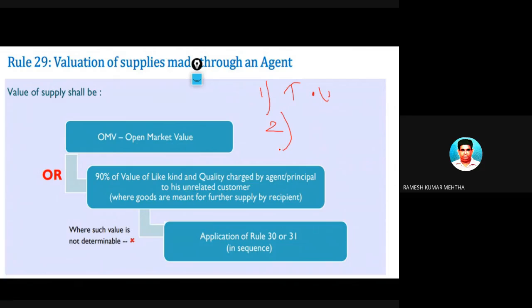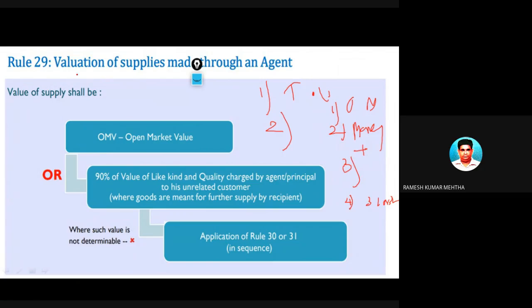Number two is the valuation of supply of goods and services, the payment of which is partly made in money and partly in kind. There were four rules: number one, open market value; number two, money worth plus conversion of that kind into money; number three, similar kind of goods, how much it is sold; number four is the rule of 31 and 32. So that we have taken up.